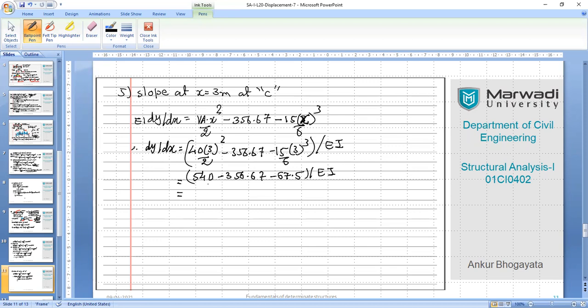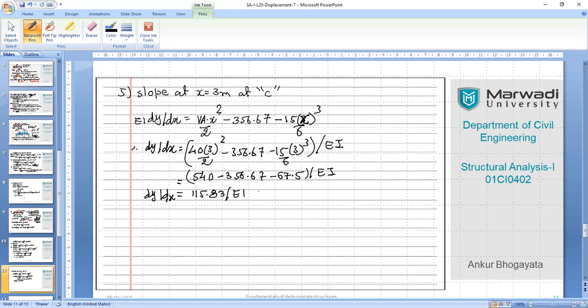So 35 plus 356.67, so that becomes 424.17 minus 540, so that becomes 115.83, right? Okay, so that is equivalent to dy by dx at C divided by EI.